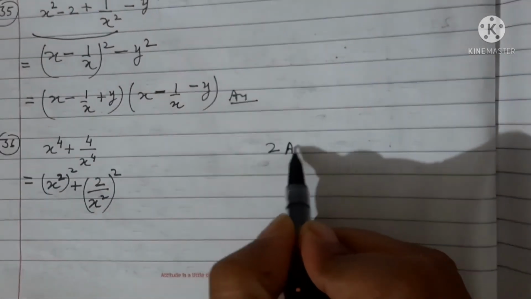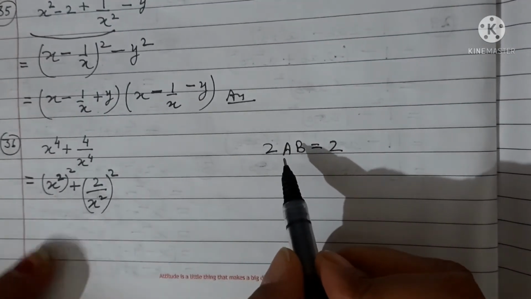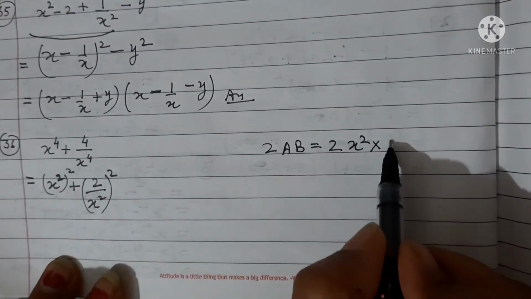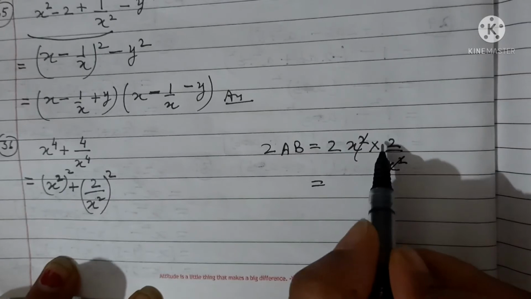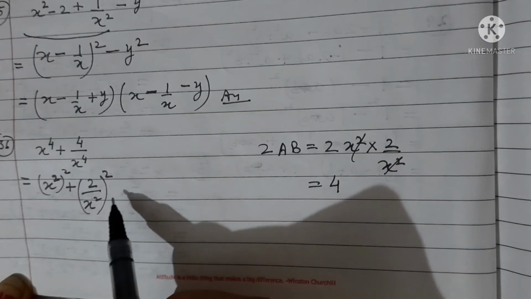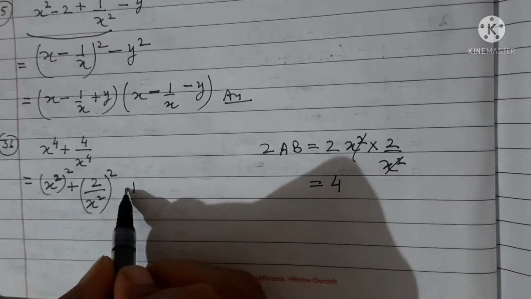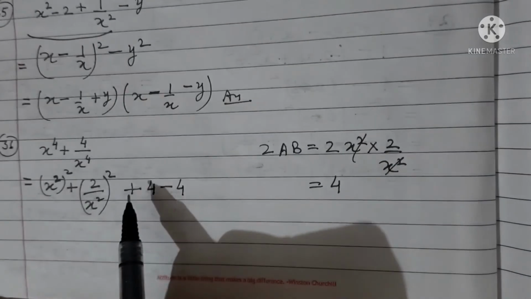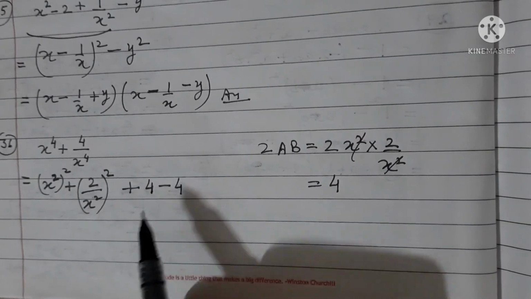Now 2ab means 2, as a here means x square, and b means 2 upon x square. x square cancels, and 2 into 2 is 4. It means here 4 is missing to make it a whole square. So you will add or subtract. First you will add plus 4 and then minus 4. So the expression will remain as it is.